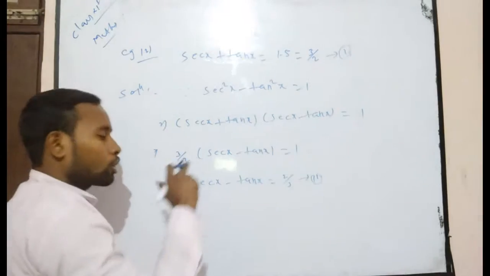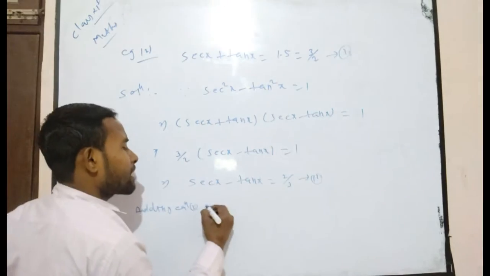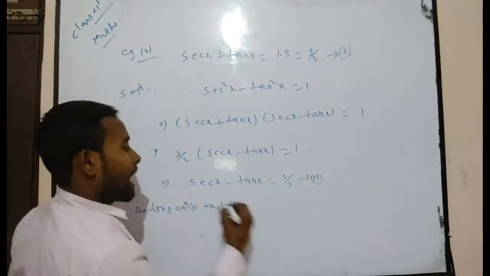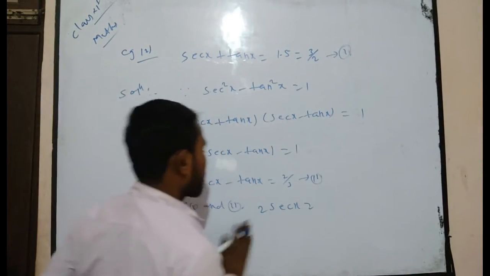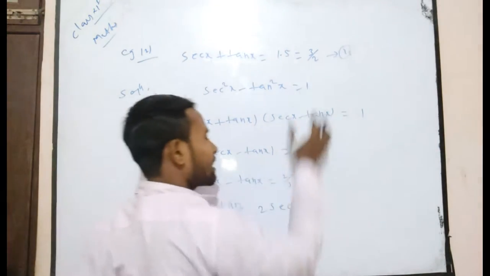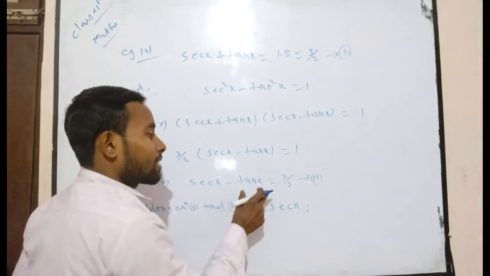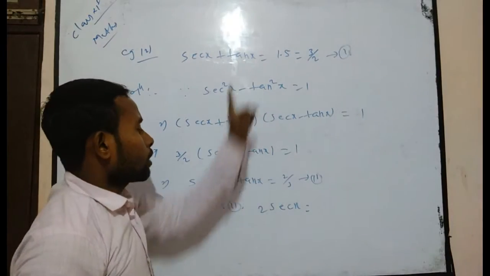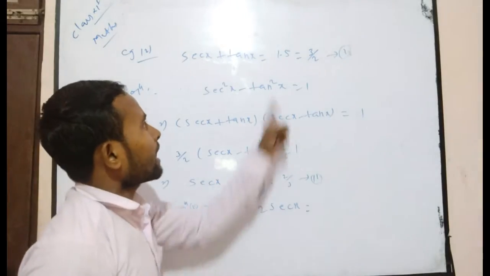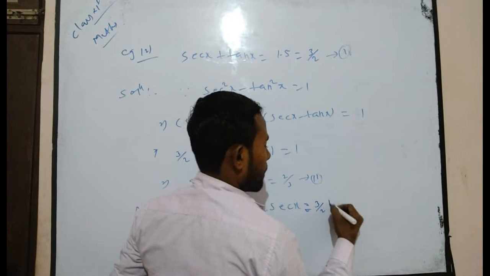After adding both equations, equation first and equation second, then we get tan x cancelled and 2 sec x will be added. That means simply you have to add LHS to LHS and RHS to RHS. Then you get in the first equation tan x is positive, while in the second equation tan x is negative. So simply they will cancel each other. Finally you get sec x plus sec x, that will be 2 sec x, and on the RHS 3 by 2 plus 2 by 3.